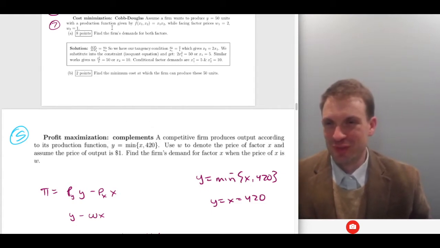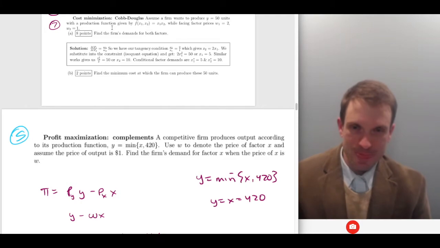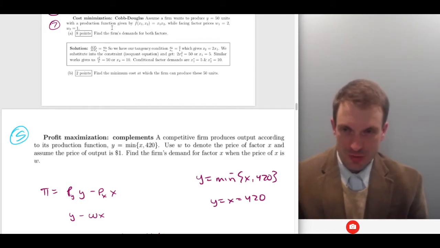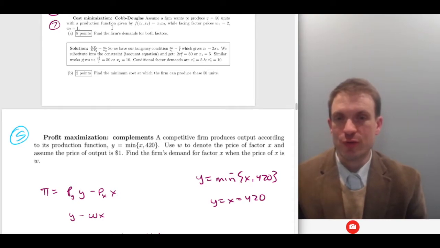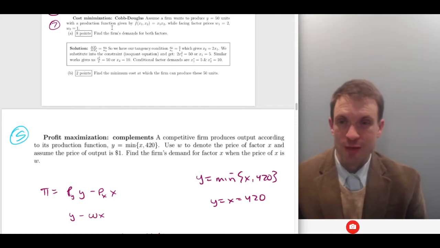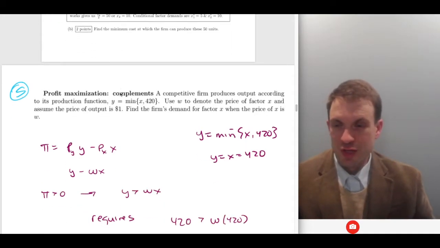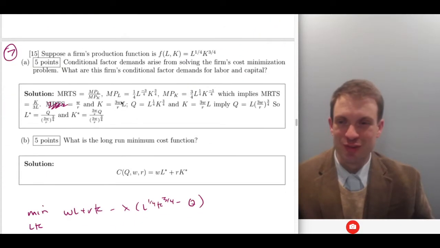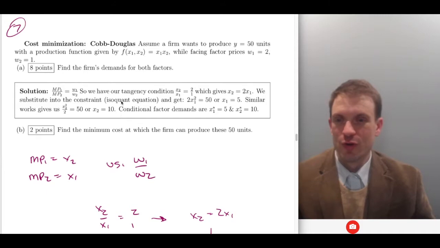All right, so cost minimization, Cobb-Douglas. Assume a firm wants to produce Y equal to 50 units with a production function, just standard Cobb-Douglas, x1 times x2, while factor prices are omega 1 is 2 and omega 2 is 1. Find the firm's demands for both factors. All right, so we had seen just down below that I did this one, so let's go and do it right here.